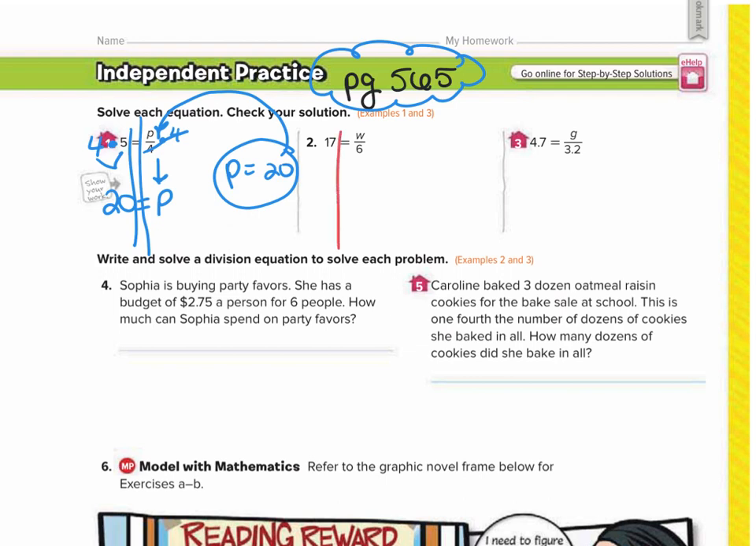Number 2, we want to get w by itself. It's currently being divided by 6, so I'm going to do the inverse, which is multiply by 6 to both sides. These will cancel out, and we're left with w equals 6 times 17, that's 102.